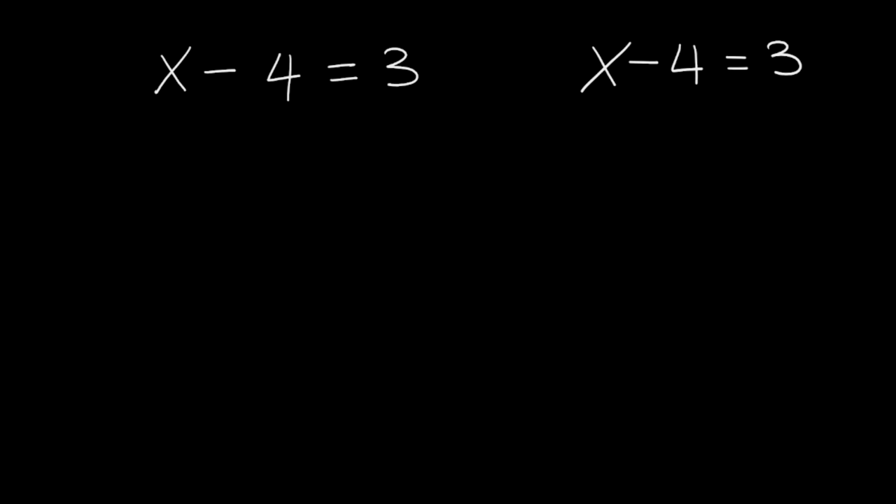Now let's say we had x - 4 = 3. There are two ways we can approach this. But first, let's look at this intuitively. What number, when we subtract 4 from it, gives us 3? We can look at this and tell that the answer would be 7.